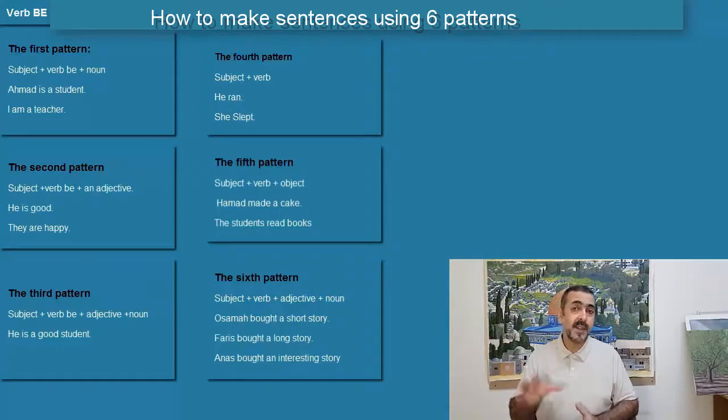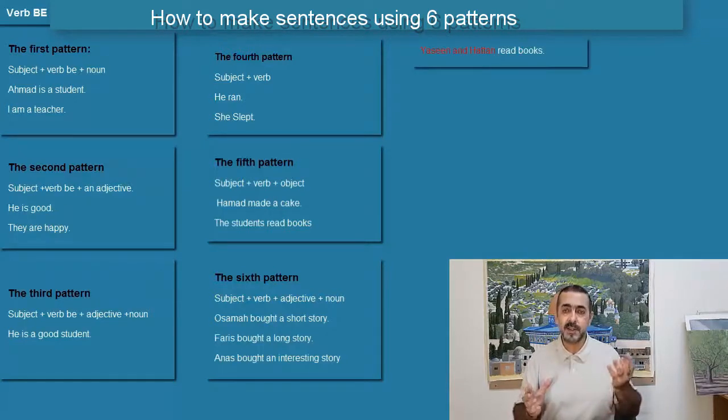You need to understand that a subject can be more than one person or one thing. We can say Yasin and Hattan read books. So in this case, the subject is Yasin and Hattan. And this is called compound subject because it's made of more than one person or thing.